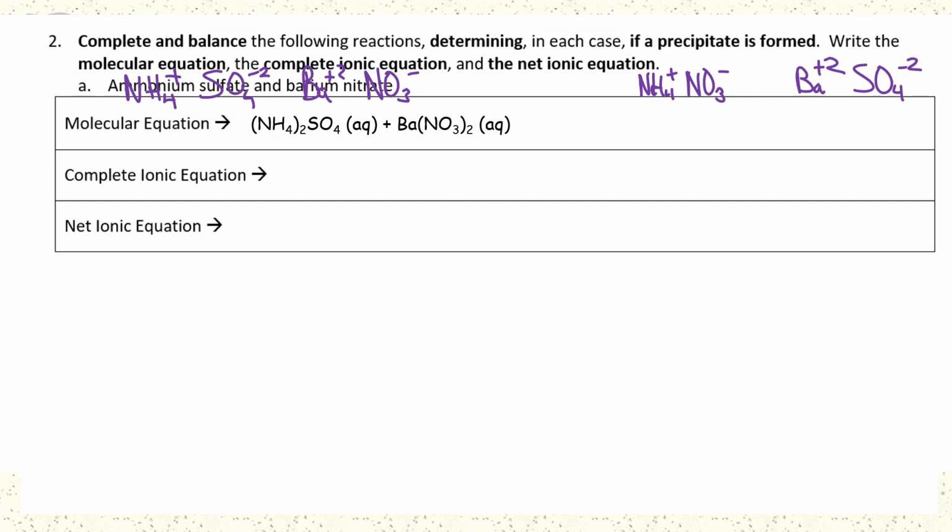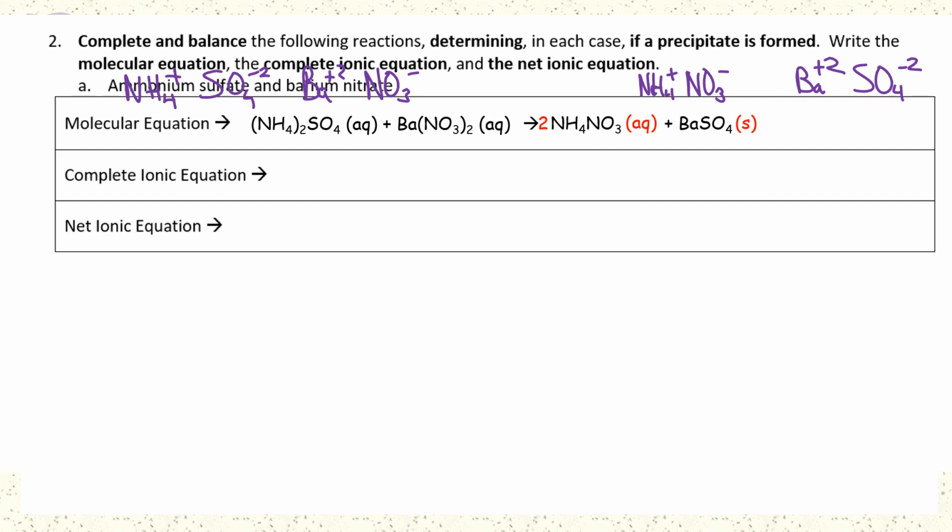So when we go through this one, we get NH4NO3, BaSO4, and then coming through to balance it, I put a 2 in front of NH4NO3, and then barium sulfate is our solid. Now, I'm going to skip a step because I want y'all to see this.